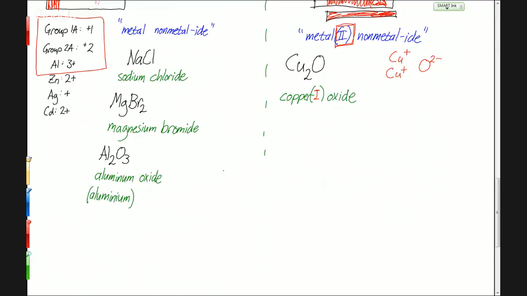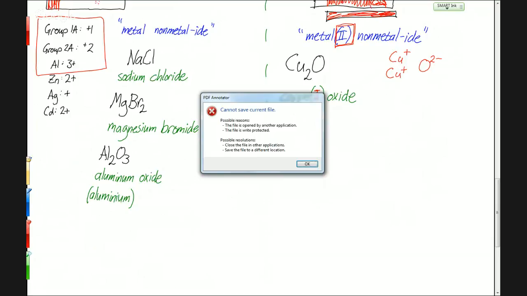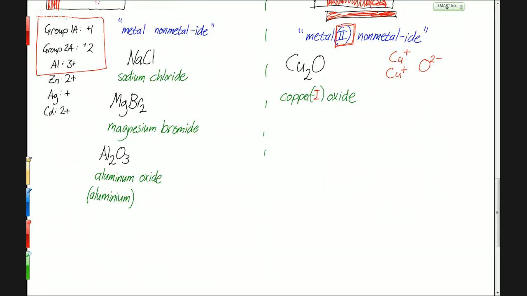Whoa. Is it doing that? Oh. Okay, maybe we're not going to be writing right now. Not save file. Whoa. Maybe it just doesn't like that one spot. There we go. Okay.